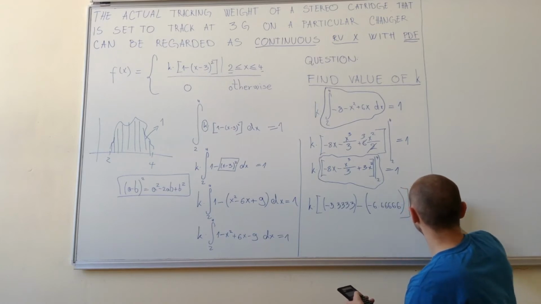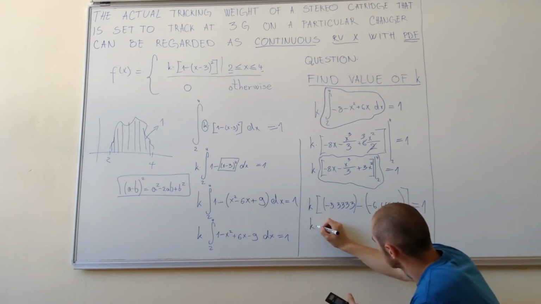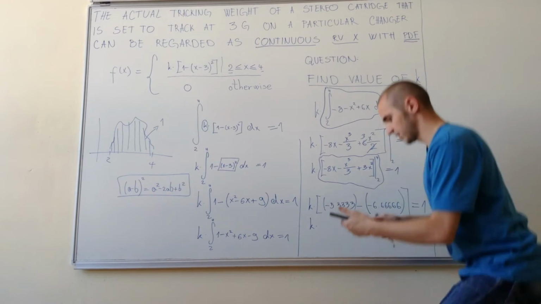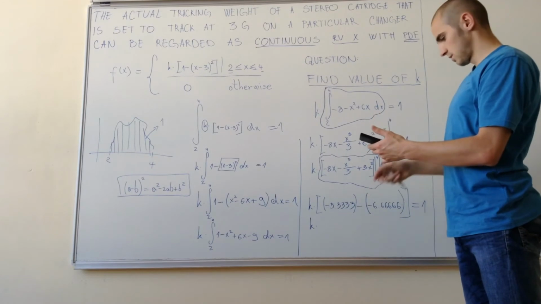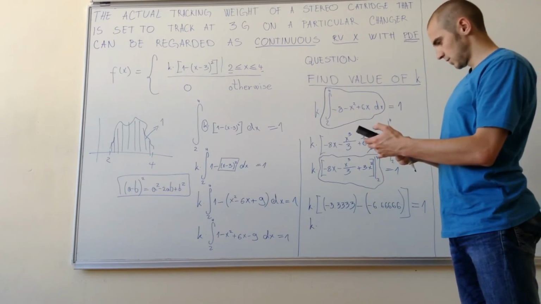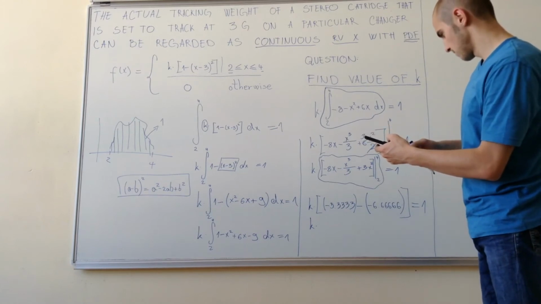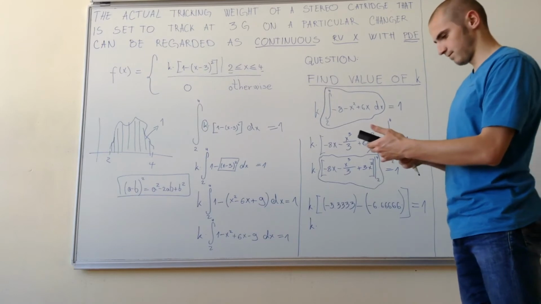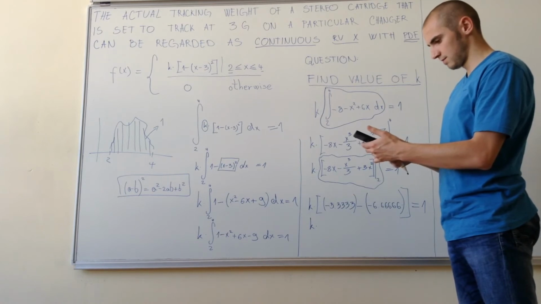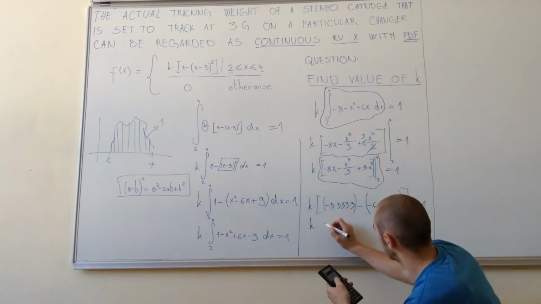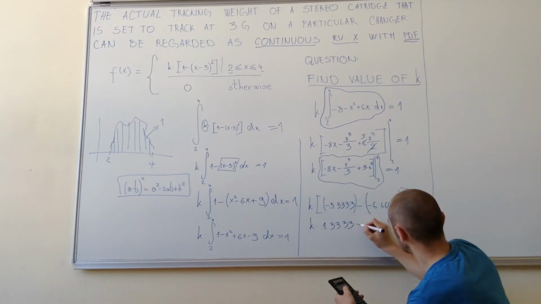And still this is all equal to 1. Notice that we don't have limits anymore since we have solved it. So it will be k times, and now we'll just calculate this part. This part will be 5.3333. So it will be k times 1.3333, and still this is equal to 1.